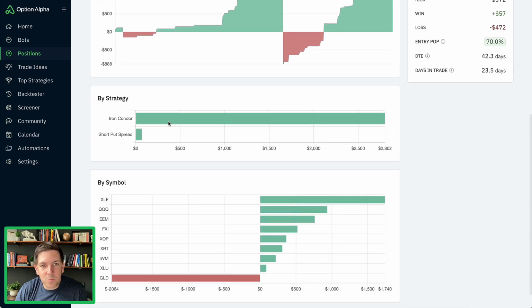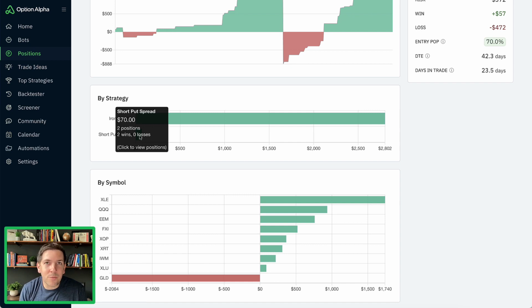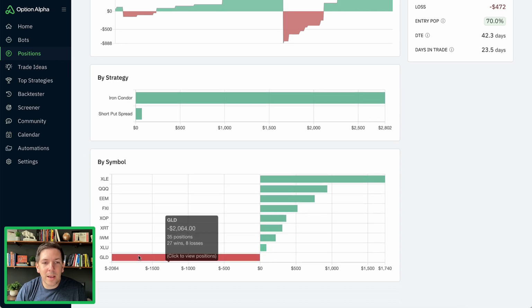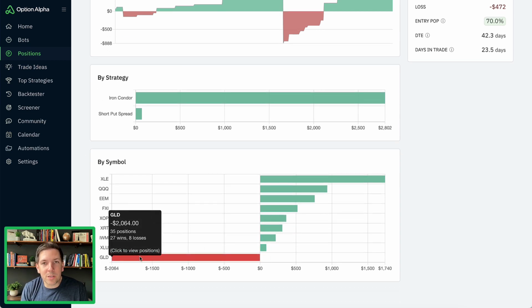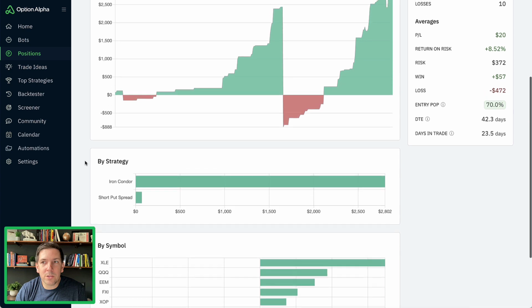Most of these positions were iron condors. You did have a couple put spreads in there. Again, remember we had those heat checks for RSI and for tilting and stuff like that. So this was a really interesting one as well. Here, the big loser of this bunch was GLD. GLD just, in some cases, got really annihilated on positions and didn't work out too well.